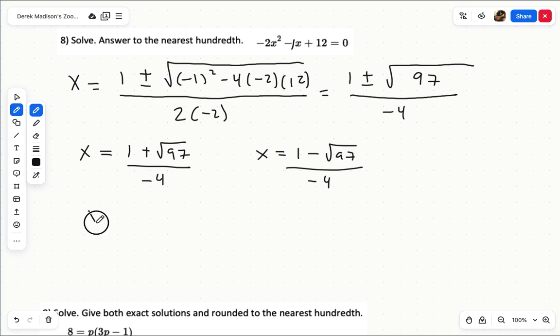And then to the nearest hundredths, you would then put this in the calculator. And what I would suggest doing is putting in the numerator first. What you can't do is go 1 plus 97 divided by negative 4. You need to have parentheses around the numerator if you're going to do it all in one step. So for me, I usually just do 1 plus square root 97, and I hit equals, and on my calculator I have 10.848 blah blah blah showing, and then hit divided by negative 4 as a second step.